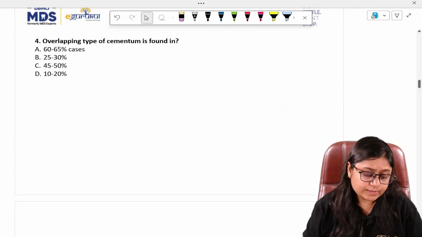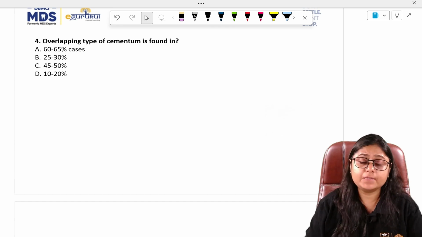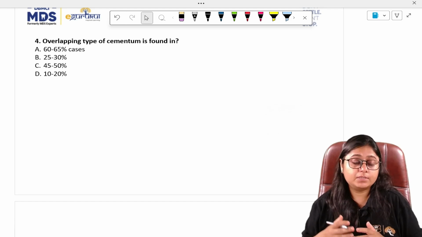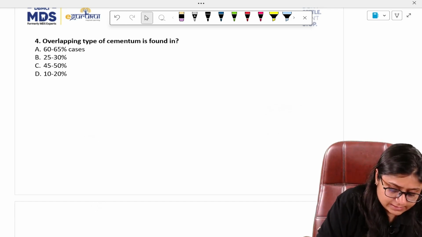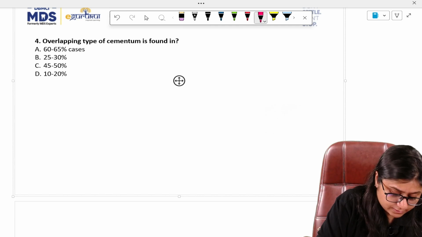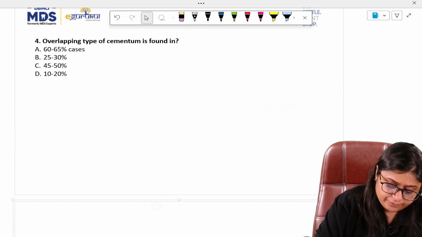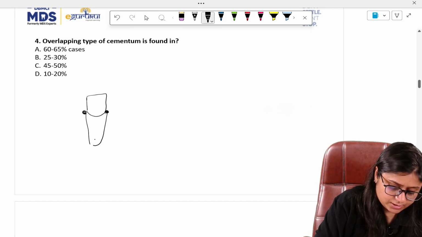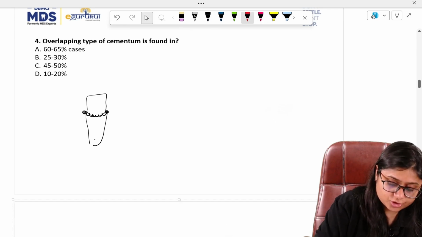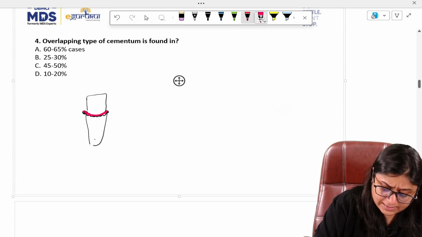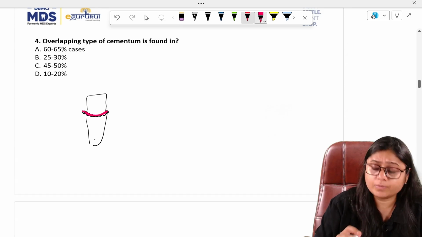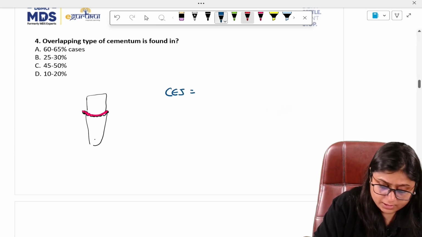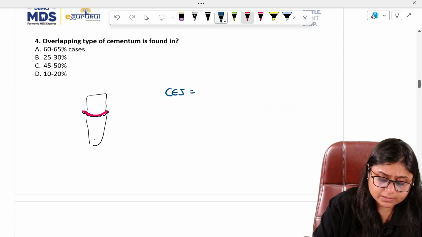Now, the next question, which is the fourth question, is where overlapping type of cementum is found. Basically, this question is talking about the cemento-enamel junction. Okay. And the cemento-enamel junction, if this is the tooth, right? If we are looking at the tooth like this, this junction is called the cemento-enamel junction. Basically, there are three types of cemento-enamel junctions.